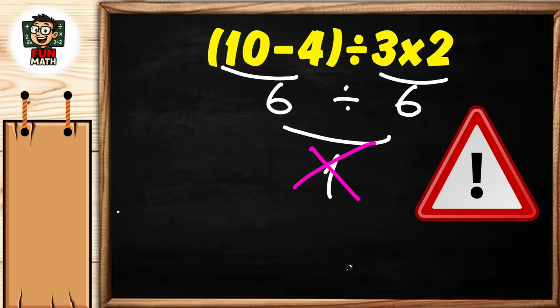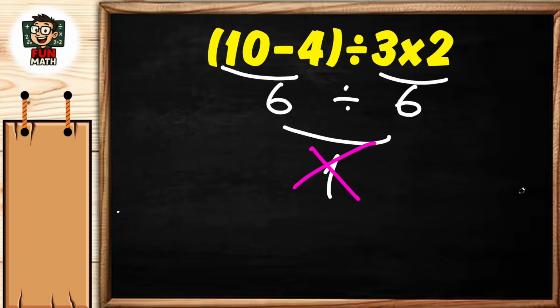When solving these problems, the order of operations is followed. This rule is called PEMDAS for short. P, parentheses. E, exponents. M, multiplication. D, division. A, addition. S, subtraction. There's an additional rule here.